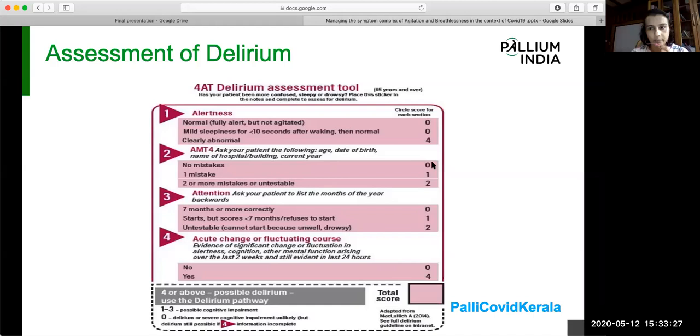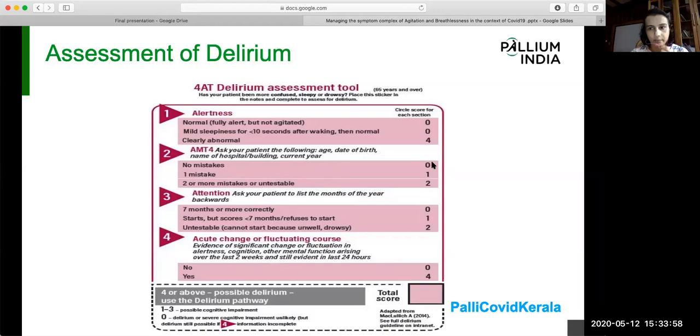Third one is attention. We ask our patients to list the months of the year backwards. And if they're able to list at least 7 months or more correctly, they don't score anything. If they start to list the months backwards, but they list fewer than 7 months, or they refuse to start, they score 1. Again, if they are untestable, they cannot start because they're clearly unwell or drowsy, they score 2.